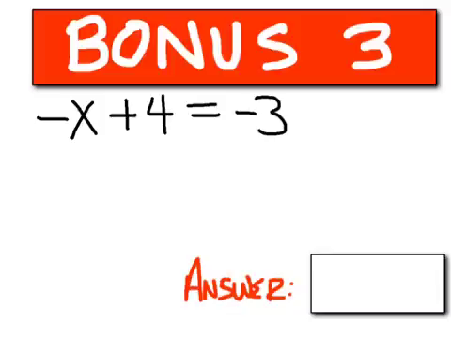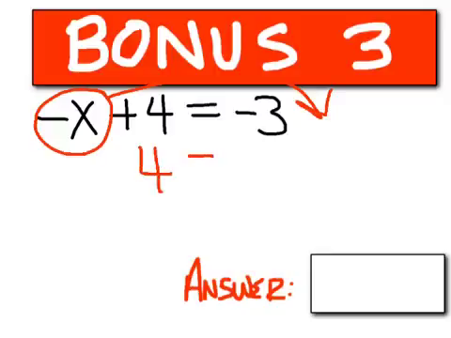Okay, we have negative x plus 4 is equal to negative 3. So the first thing we want to do, I'll do what you did in a second, is bring that over to the right side. So now we have 4 is equal to negative 3 plus x. This is going to look just like what you guys did yesterday. So now you just want to solve it like you did yesterday.